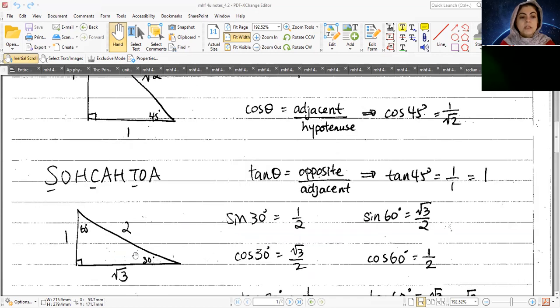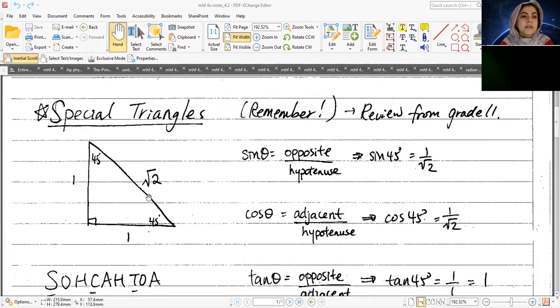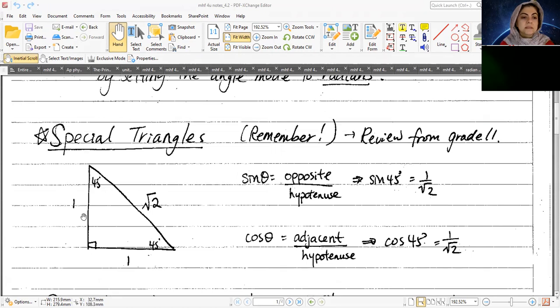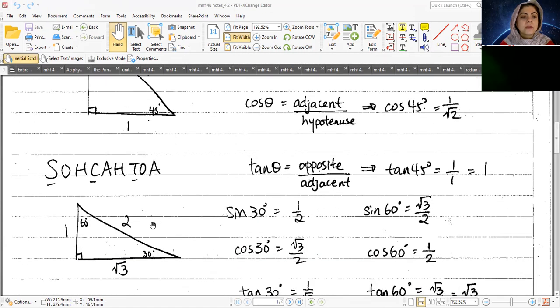Now here is another special triangle. So guys, you need to memorize this right angle triangle. If I give you sine 45, you have to draw this one, and based on this picture, tell me what is the sine of 45.